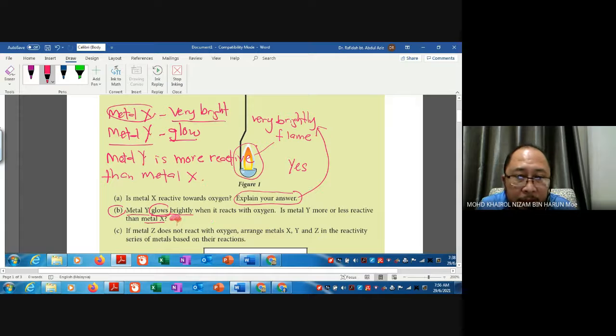Sorry. Okay, sorry. Metal X. Based on this one, metal X is more reactive than metal Y. Okay, thank you very much. So metal X is very bright, and then metal Y just glows. So based on this, metal X is more reactive than metal Y.